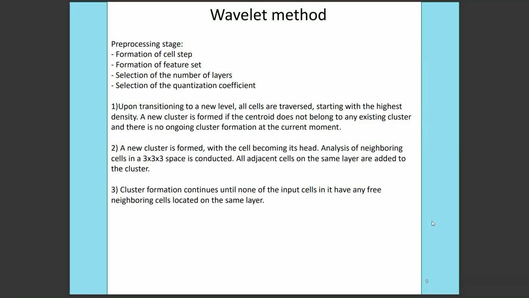The wavelet method offers a powerful approach to cluster formation, leveraging the concept of wavelets to analyze image data. This method proceeds through the following steps. A. Upon transitioning to a new level, cells are traversed starting with the highest density. A new cluster forms if the centroid doesn't belong to any existing cluster and no cluster formation is ongoing.